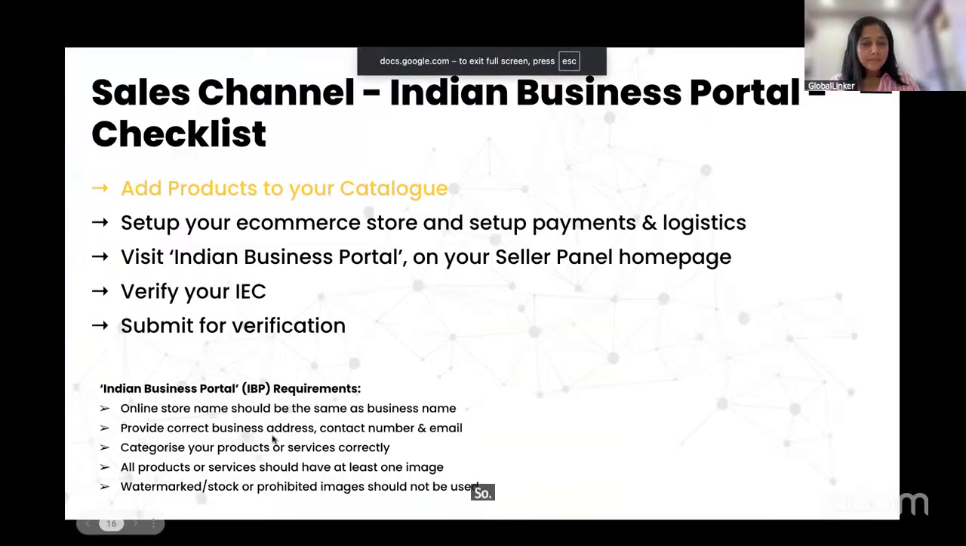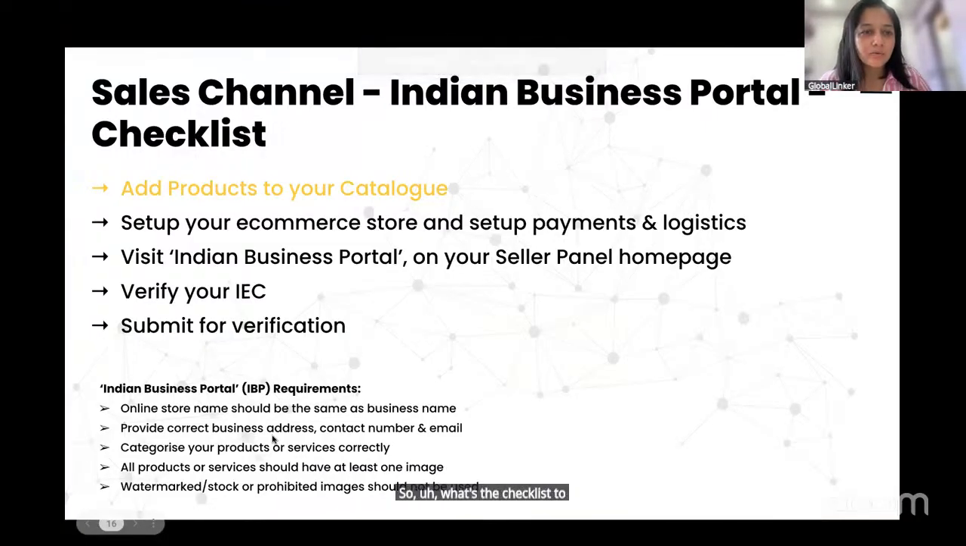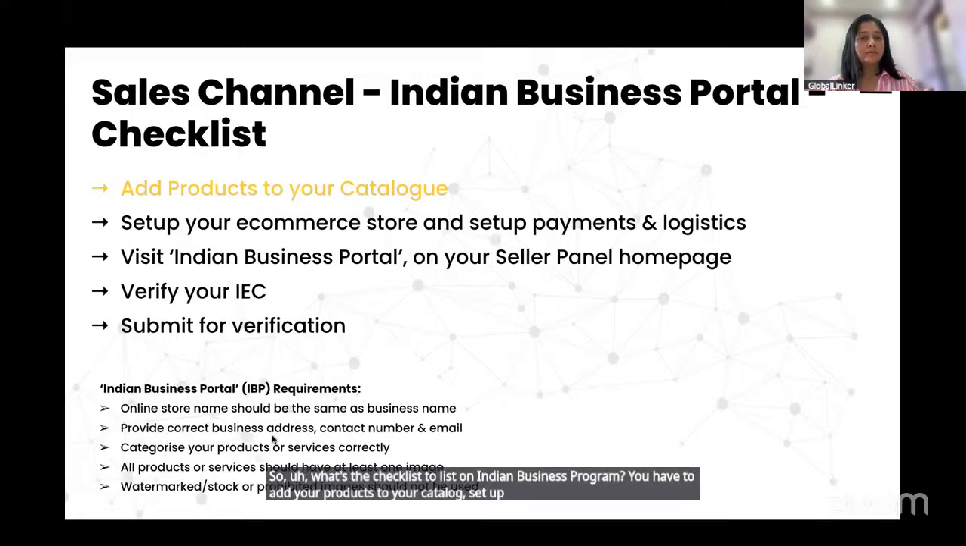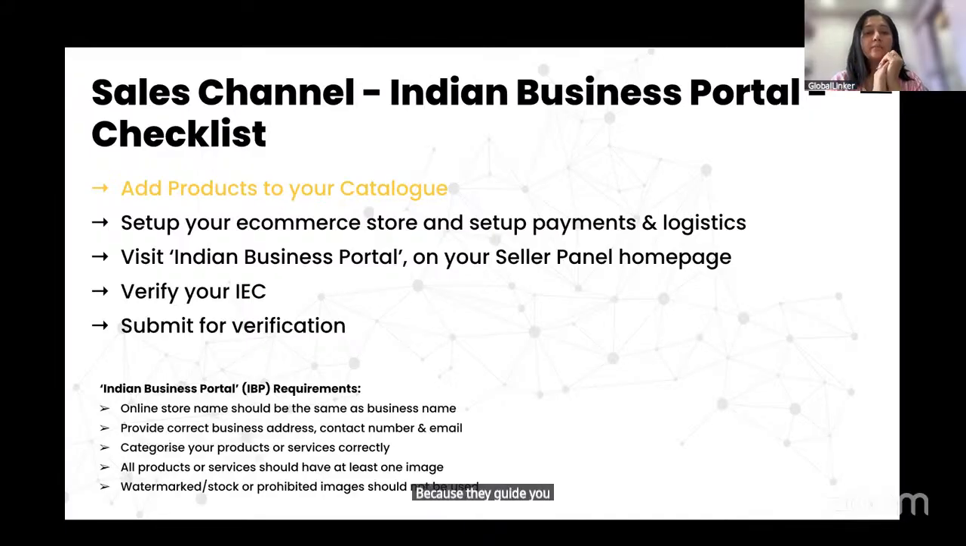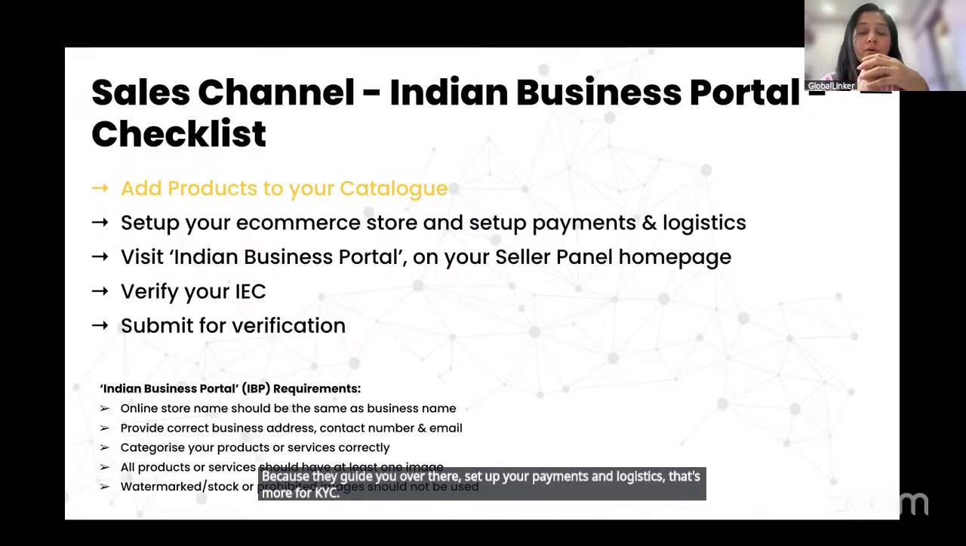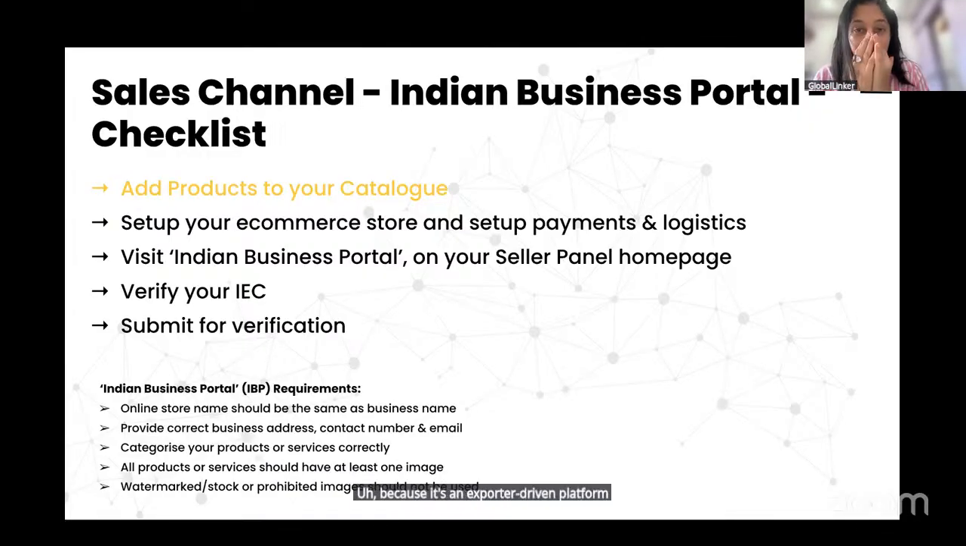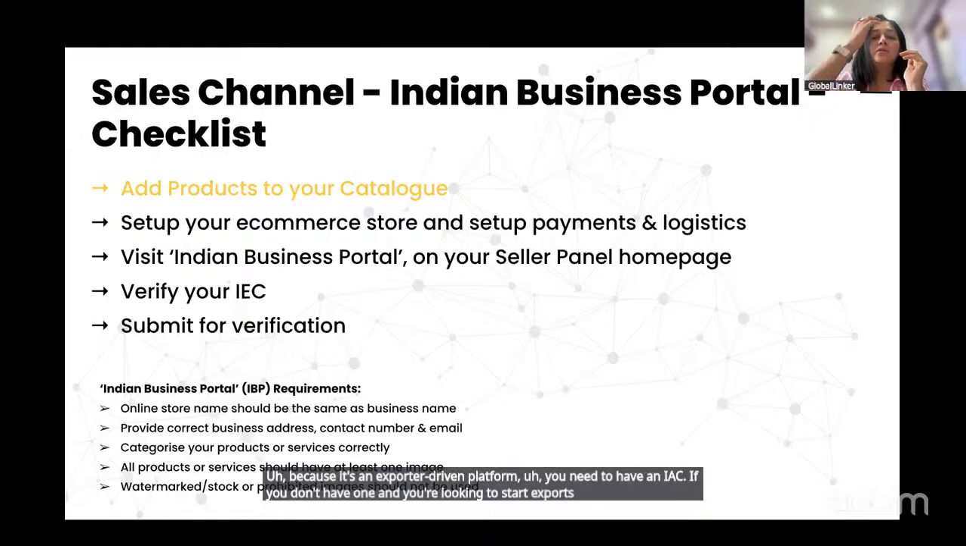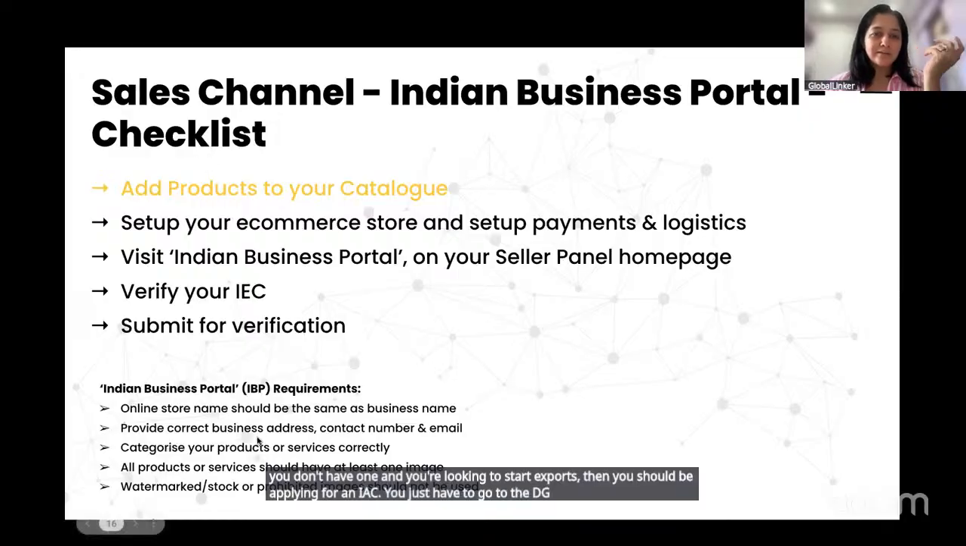So, what's the checklist to list on Indian Business Portal? You have to add your products to your catalog. You set up your e-commerce store, because they guide you over there. Set up your payments and logistics, that's more for KYC. Then you visit Indian Business Portal on your seller homepage, verify your IEC and submit it for verification. Because it's an exporter-driven platform, you need to have an IEC. If you don't have one and you're looking to start exports, then you should apply for an IEC. You just have to go to the DGFT website and get it.